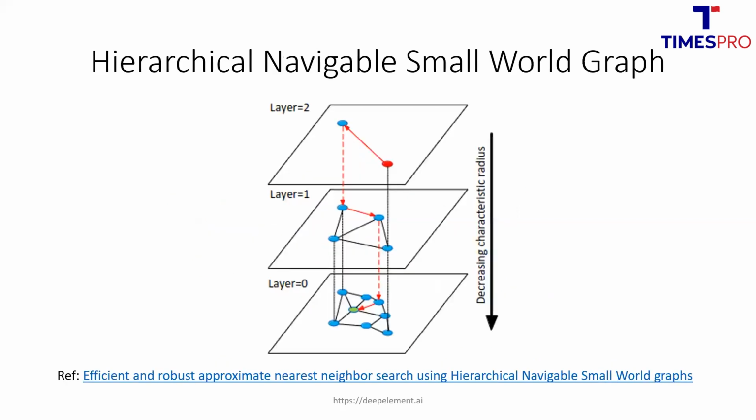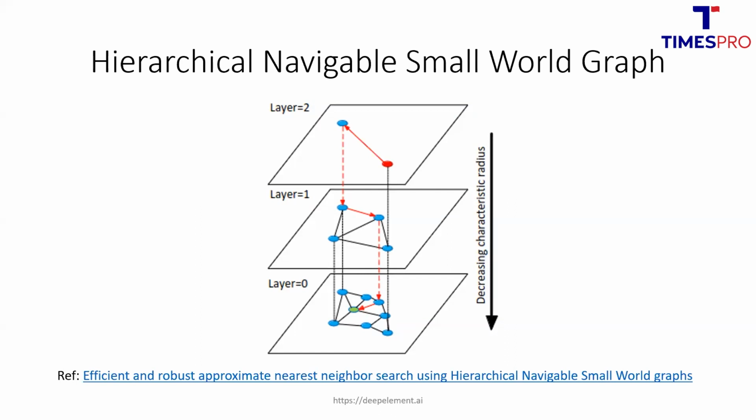And there was an improvement done to this algorithm, which is hierarchical navigable small world graphs, also called HNSW. This is a fantastic technique. The idea over here is, instead of building one graph, why not build multiple graphs in layers?